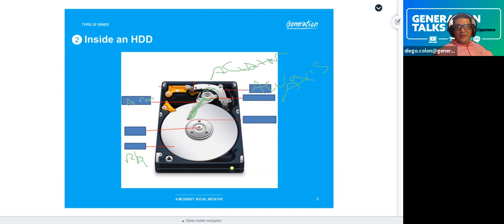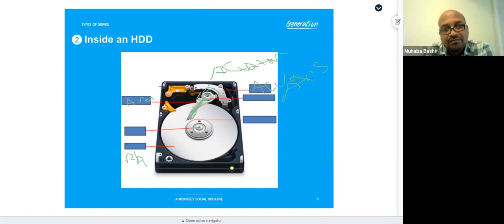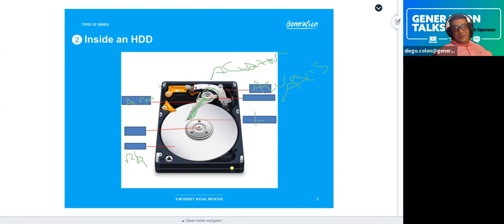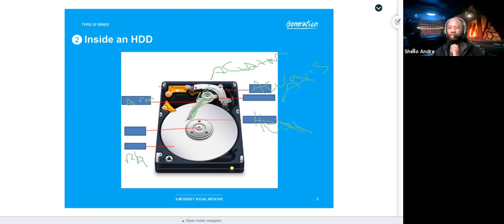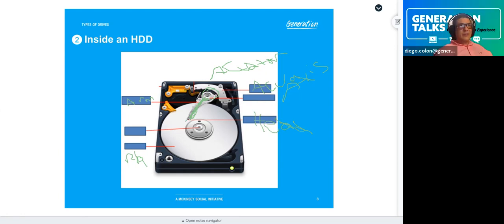On the tip of the arm, the little fingers, what's there? The head. The reader? Correct. The heads, the head, it's all the same thing. You are correct. It reads and writes magnetically the information onto there, the head. Questions, doubts, except for on my drawings, which are always horrible? All right.